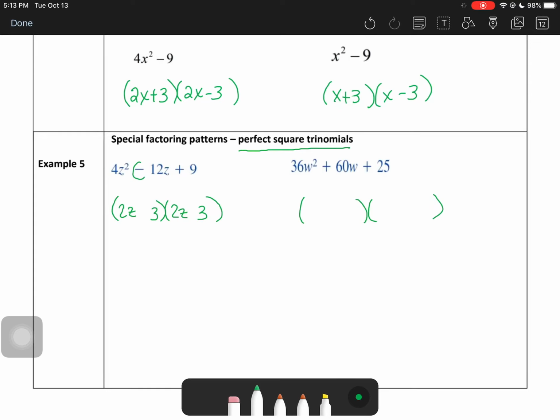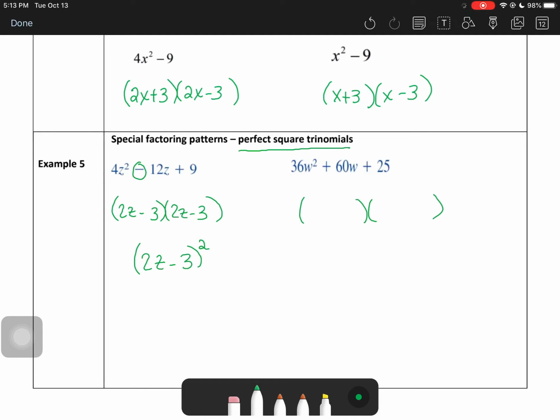But because the middle term is negative, these are both going to be negative 3's because a negative times a negative is a positive, and a negative plus a negative is a negative. And when you have a perfect square binomial, we can simply write it as the same binomial squared.